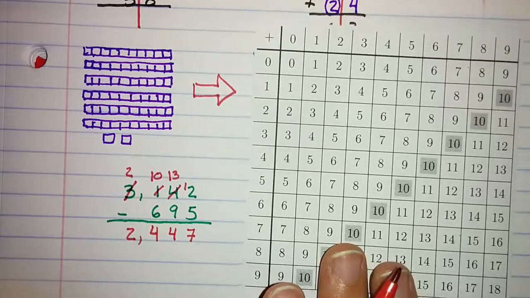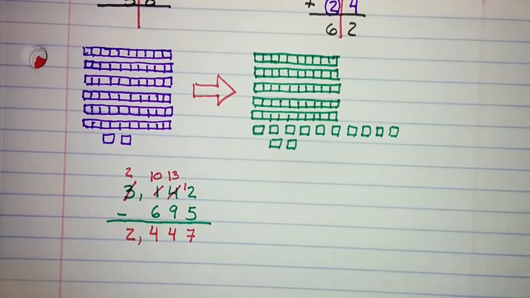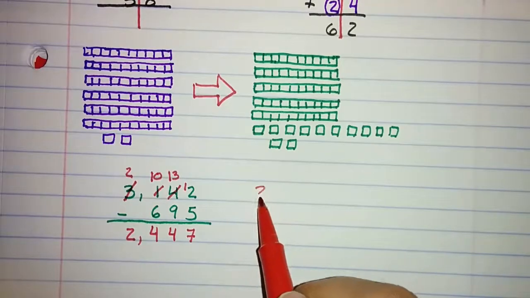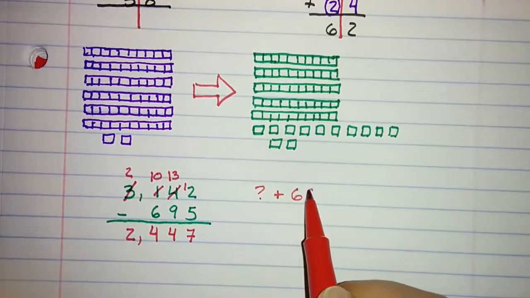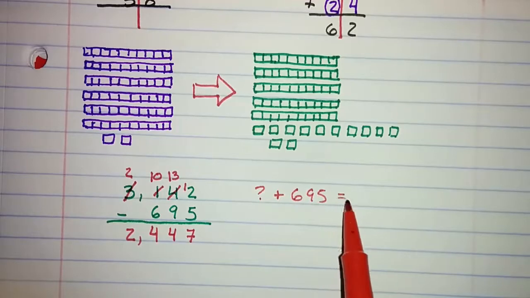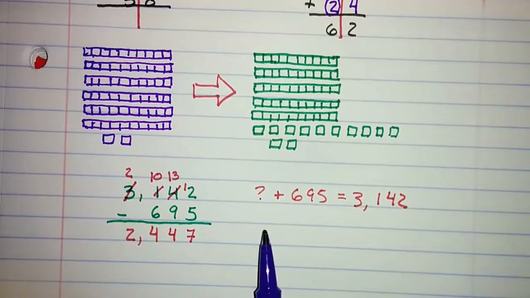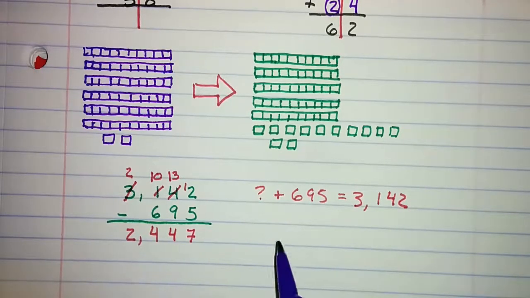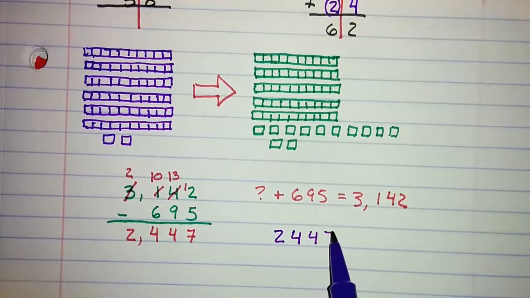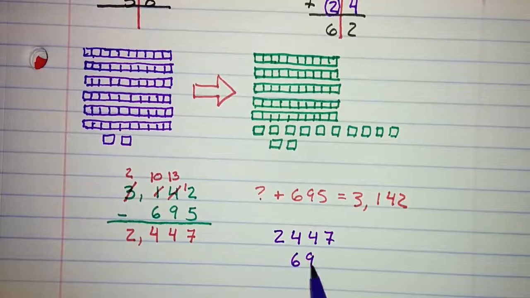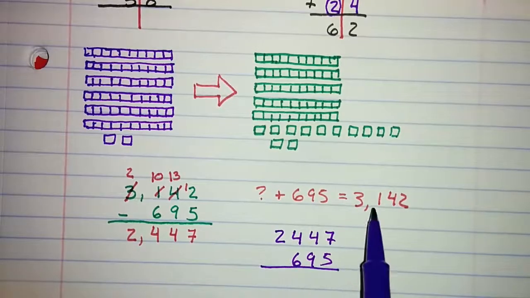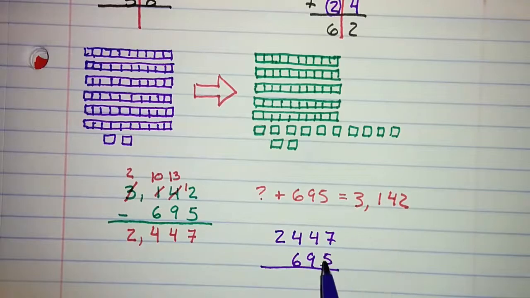2,447. Did that work? Remember, the question we were trying to answer is, what plus 695 gives me 3,142? All right, so let's try it. We claim that this is the answer. We claim that 2,447 plus 695 will give us 3,142. Let's see what happens.